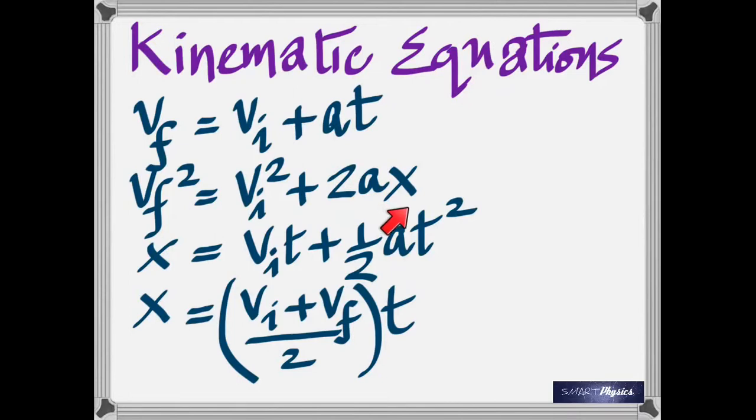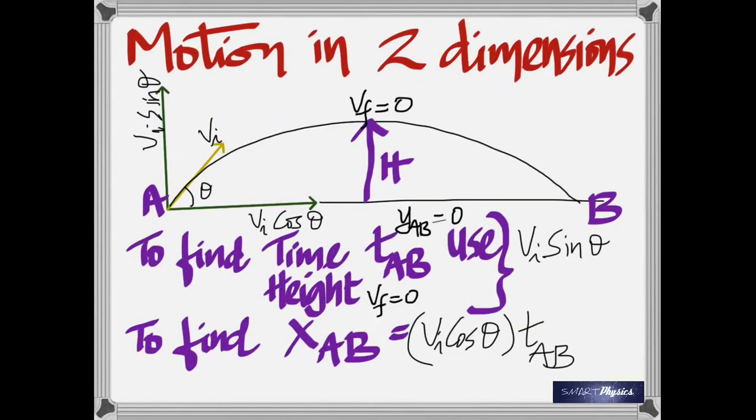And x is the displacement, which could also be distance if it's in a straight line. So in this equation, displacement and distance would be the same. So once again, you have initial velocity, vi, final velocity, vf, a is the acceleration, t is the time elapsed, x is the displacement or distance in this chapter. And you have these four equations.